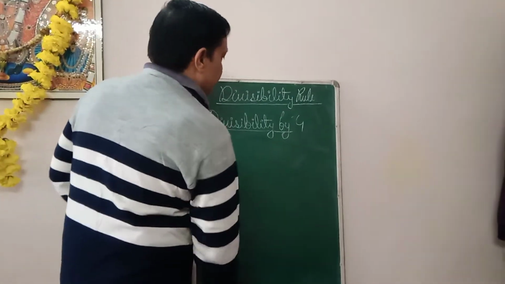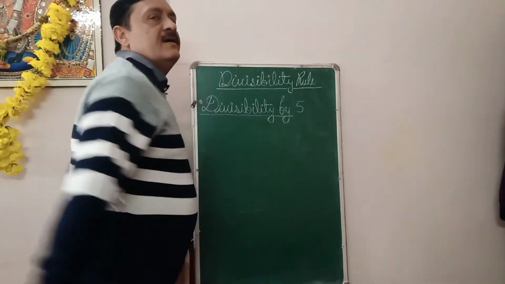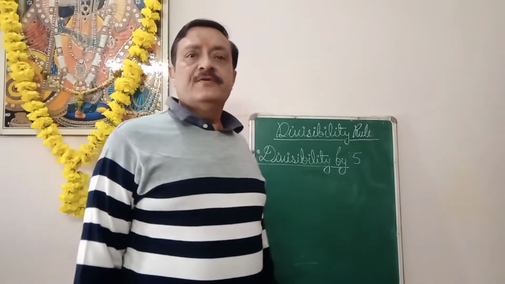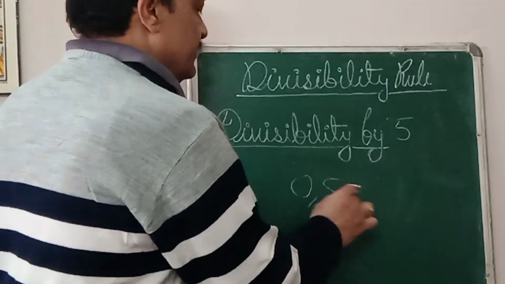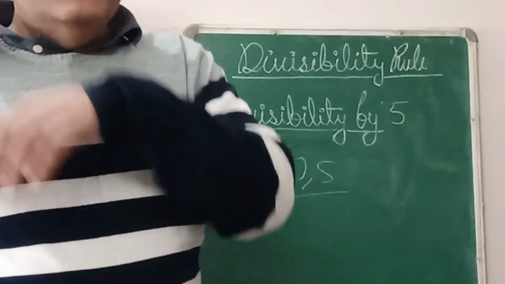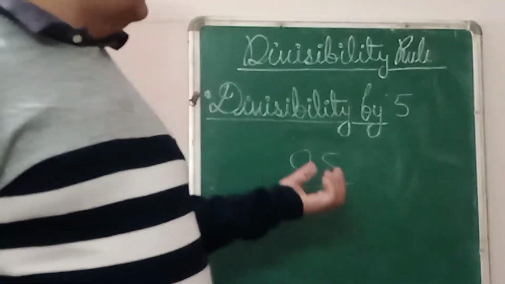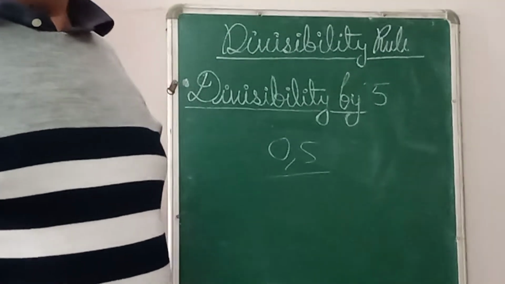Now divisibility by 5. For understanding divisibility by 5, it is very easy. If the number is ending with 0 or 5, we will say that the number is divisible by 5. If the number to be divided has got 0 or 5 at unit place, then we will say that the number is divisible by 5.